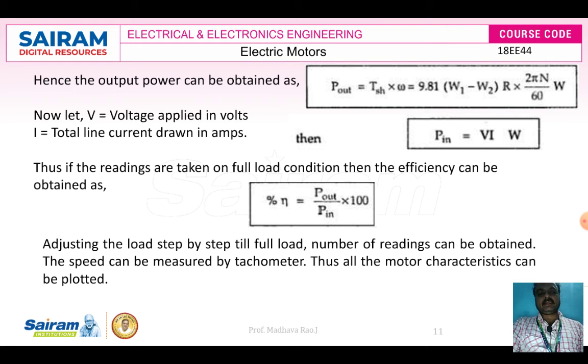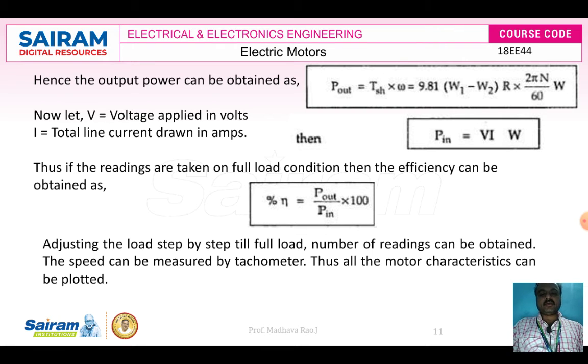After calculating the torque, we are calculating the output power. Output power is equal to torque into omega, that is equal to 9.81 into (W1 minus W2) into R into 2 pi n by 60 watts. Input power is equal to VI, and efficiency is equal to output power by input power. So this is how we can calculate the efficiency.